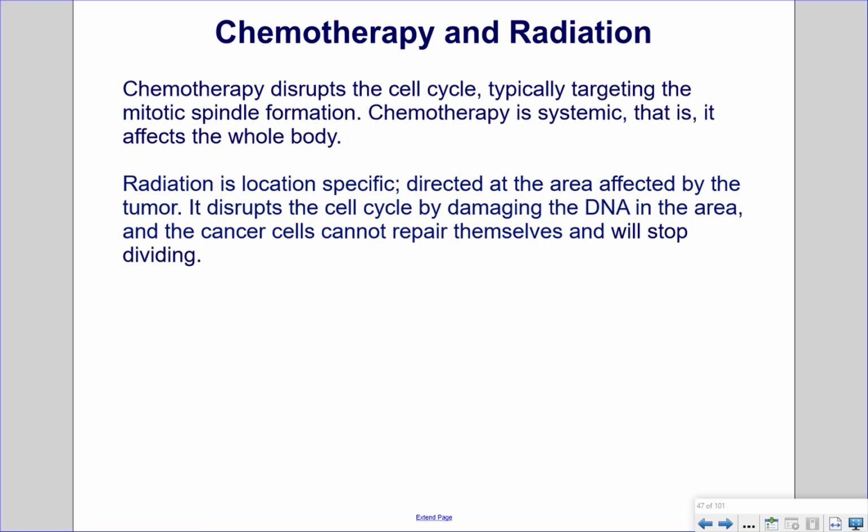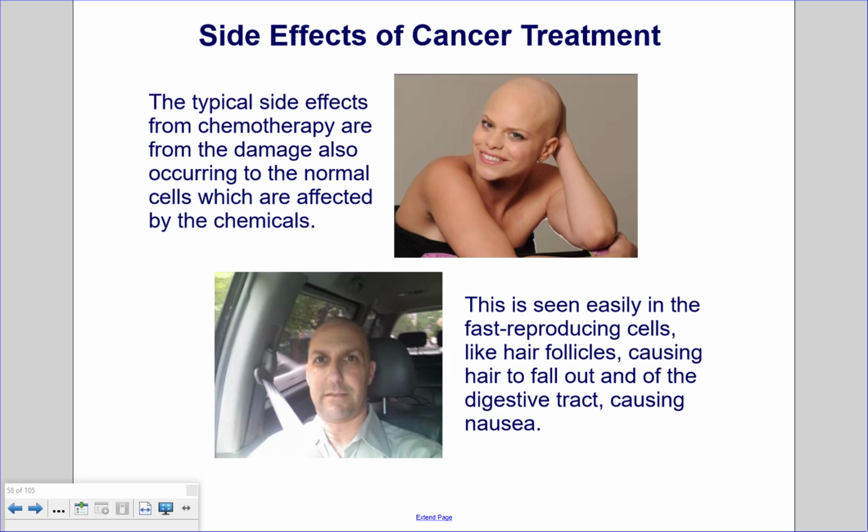Chemotherapy and radiation. Chemotherapy disrupts the cell cycle, typically targeting the mitotic spindle formation. Chemotherapy is systemic, that is, it affects the whole body. Radiation is location-specific, directed at the area affected by the tumor. It disrupts the cell cycle by damaging the DNA in the area, and the cancer cells cannot repair themselves and will stop dividing.